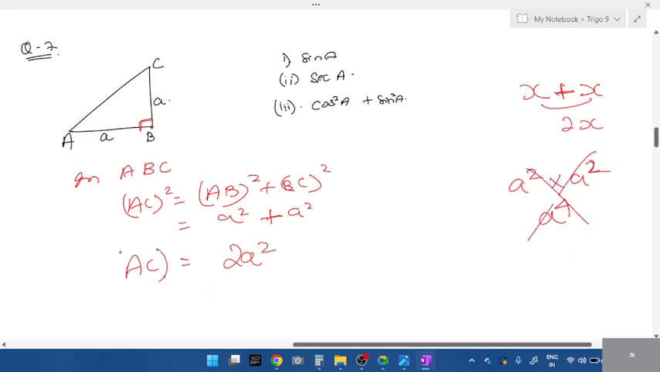Next, I need AC, not AC square. This square goes to the other side, 2A square.